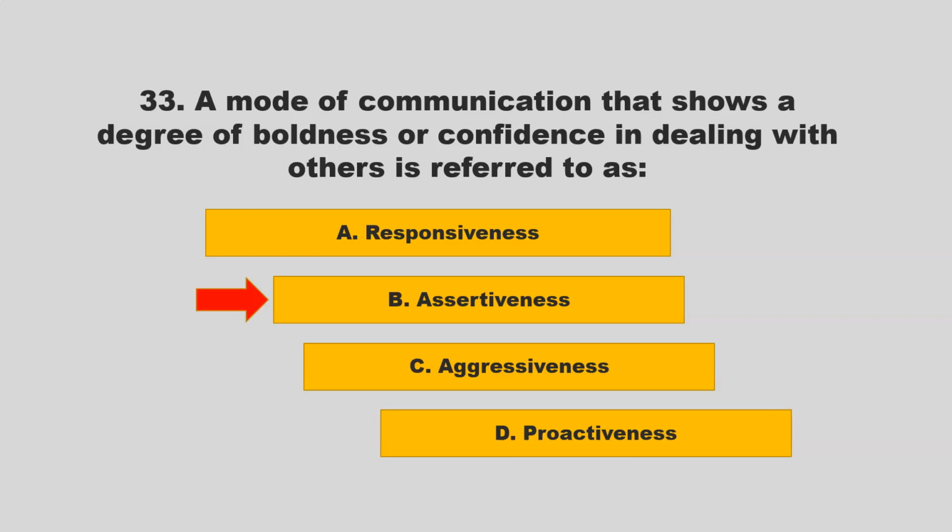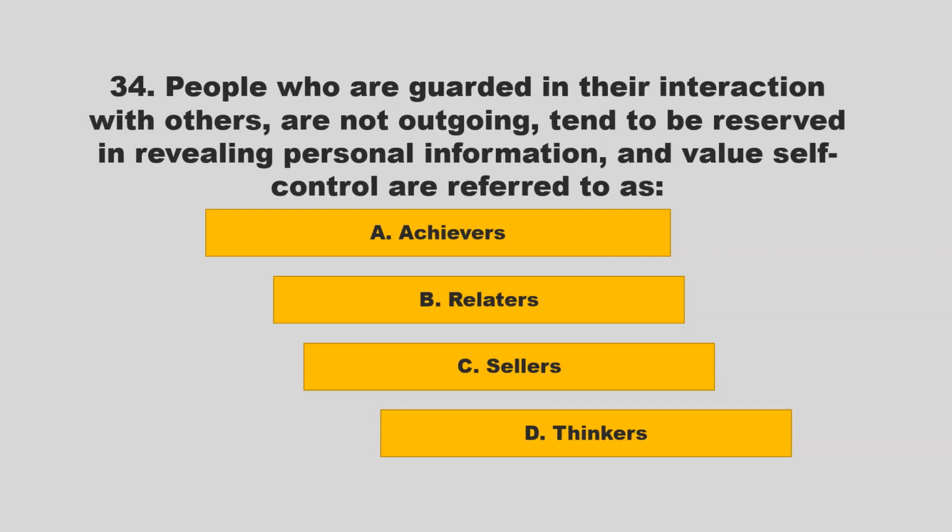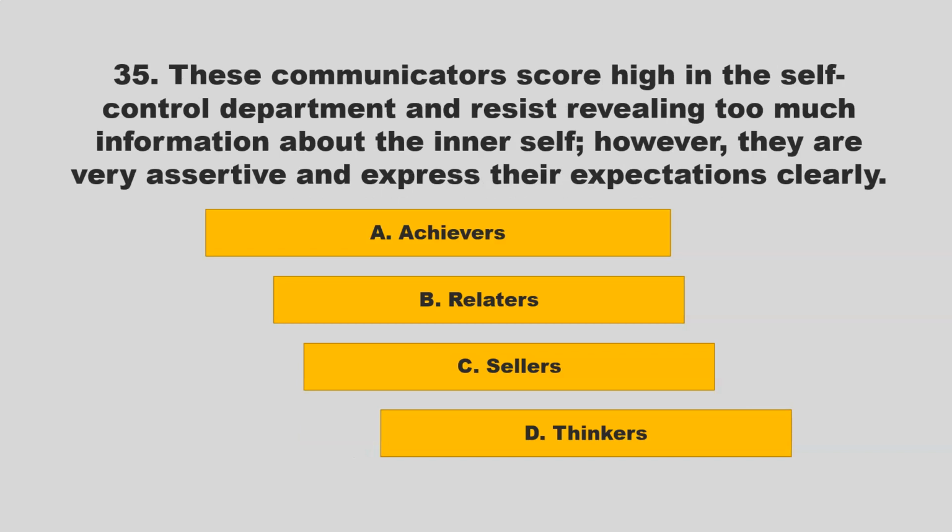If you chose B, assertiveness, you are correct. People who are guarded in their interaction with others, are not outgoing, tend to be reserved in revealing personal information, and value self-control are referred to as: achievers, relators, sellers, thinkers. If you chose D, thinkers, you are correct.